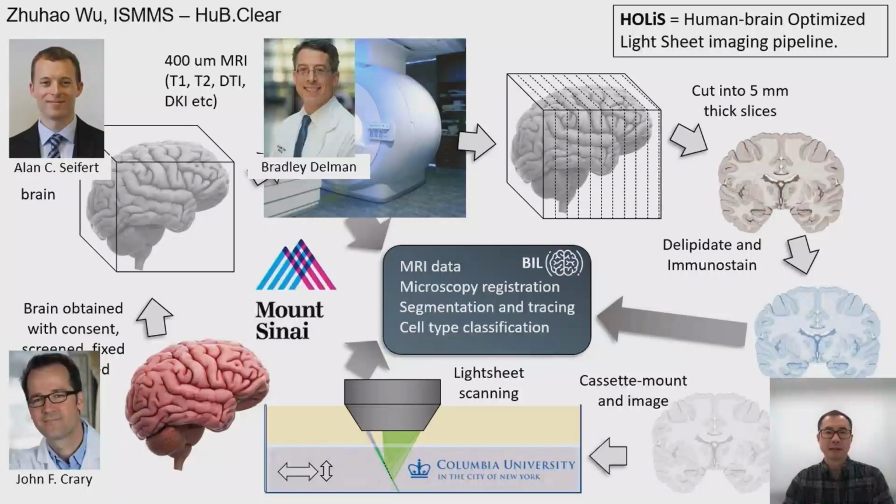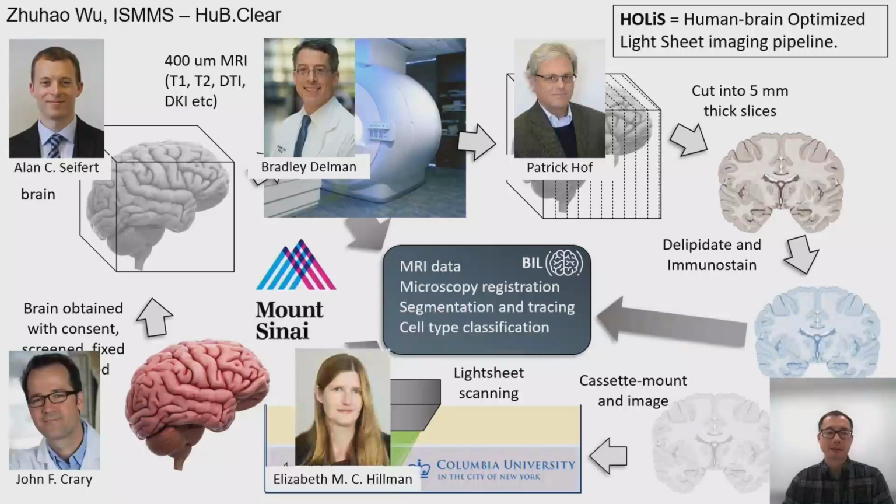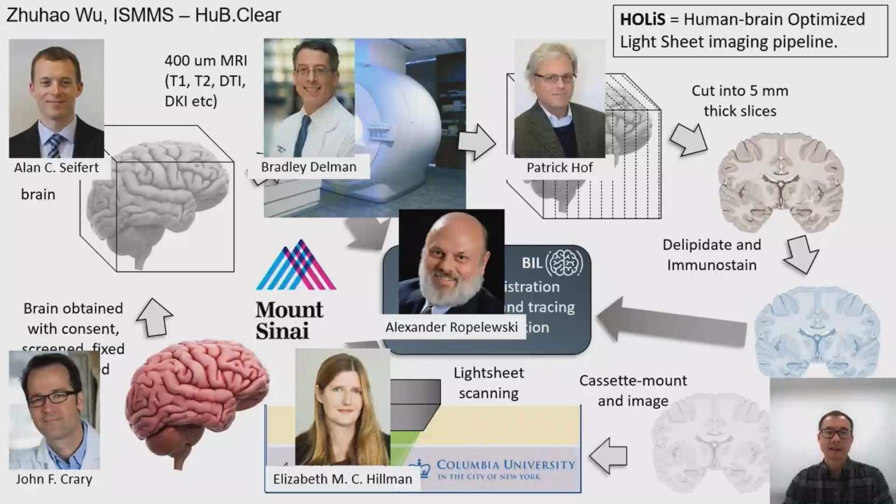Putting all these together, we can map fine anatomical and pathological details in the brain sample that we're going to process with help from Patrick Hoff. I'm not going to talk about the imaging, which will be done by our great collaborator Elizabeth Human at Columbia, leveraging her super fast light sheet imaging system, and with her extended collaborators at Columbia for initial data processing. The data will be deposited at BIO, which is led by Alex Roglowski's team.